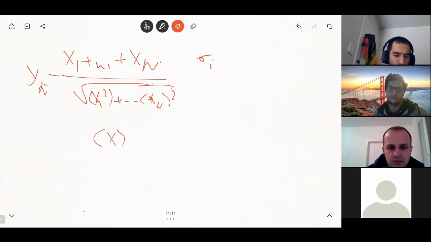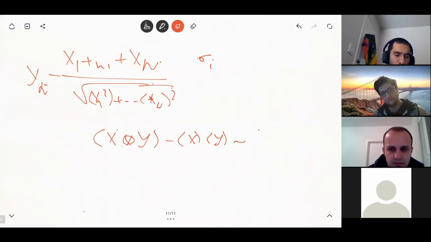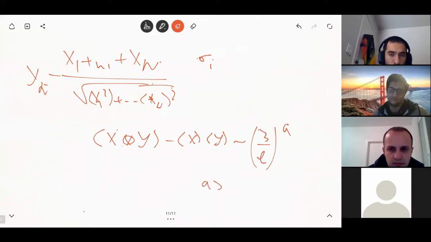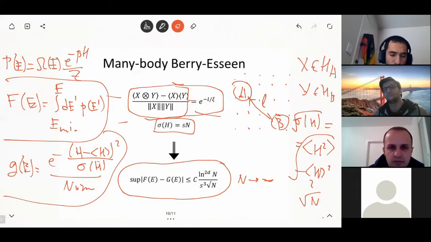So you have the correlator of x_i and x_j proportional to some distance l to the power of minus a, where a is something larger than 0, right? So this is a power law decay, which is a standard marker of a phase transition in a many-body system. So this clearly violates this condition, all right? So the already proven many-body Berry-Esseen theorem does not hold in this limit.